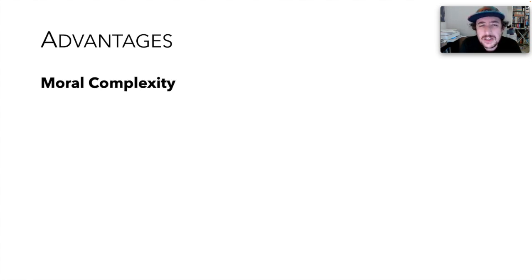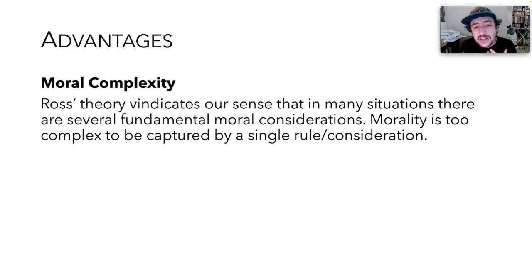Another advantage we talked about was related to moral complexity. The idea here is just, look, in a lot of situations, we get the feeling, we get the sense that morality is complex. There's many considerations that need to be weighed against one another. We get the feeling that it would oversimplify things to try to boil morality down to just one single rule or consideration. Like with utilitarianism, it tries to boil morality down to the one consideration of how much well-being it creates in the world.